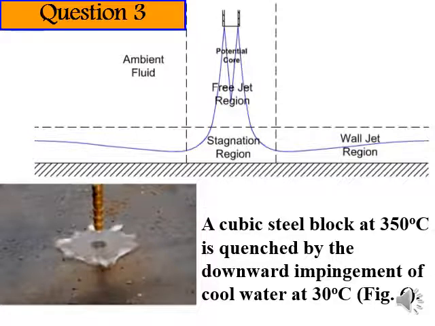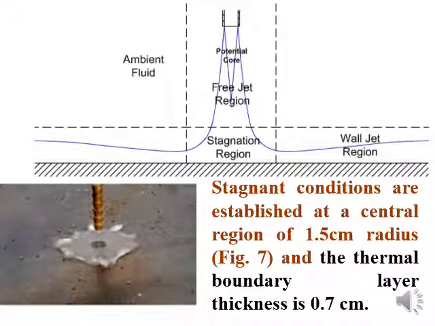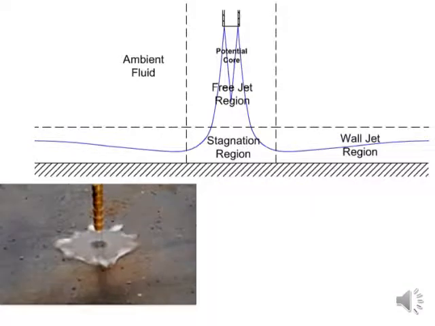So a cubic steel block at 350 degrees Celsius is quenched by the downward impingement of cool water at 30 degrees. Stagnant conditions are established at a central region of 1.5 centimeter radius, and the thermal boundary layer thickness is 0.7 centimeter. This is the thickness within which the temperature significantly varies from the cool water temperature to the hot surface temperature, so this is the thickness of the activation region. This is the width of my domain, and I know the radius of my domain region.